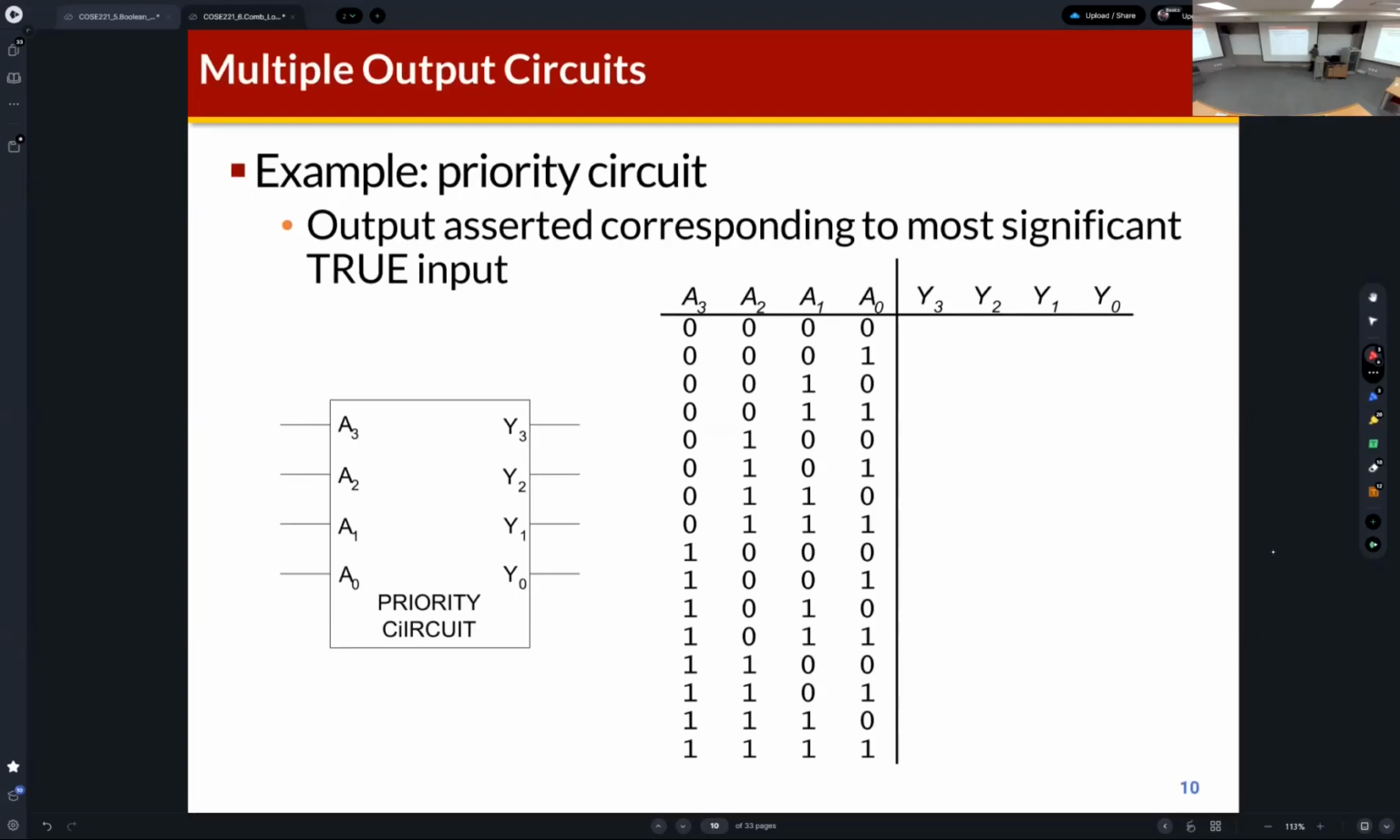Okay, let's see the example. This example is the priority circuit. The priority circuit represents the location of the first one. What does it mean? We can find four inputs here, from A0 to A3. That's it, four. And then we can also find four outputs here.